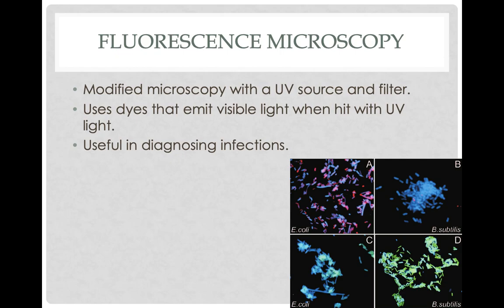So fluorescence microscopy is really neat. You can use this a lot to tag different types of infections. This is cool. This could be lung tissue, or excuse me, this would be intestinal tissue, or maybe, yeah, it could be anything really. Could be a water sample or anything like that. You add a special dye to it.